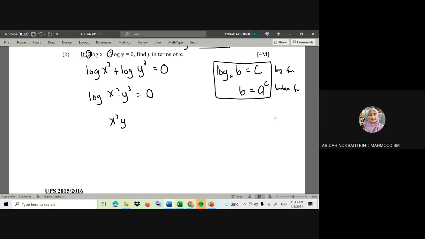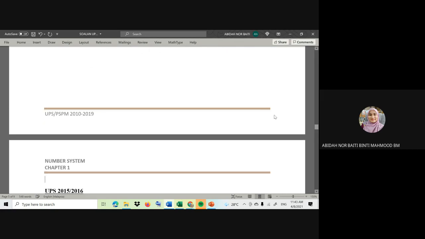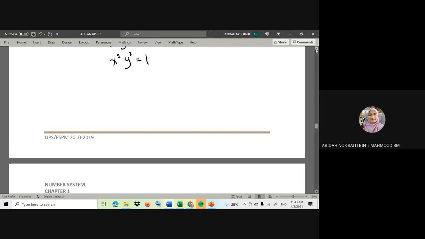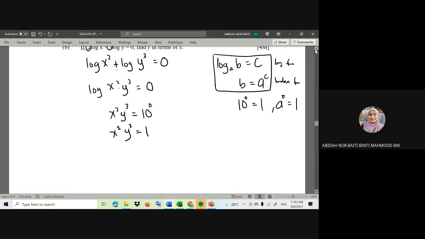X squared y cube equal what? 10 power 0. Yes, 10 power 0 equal to 1. Anything with power 0 is 1. So x squared y cube equal to 1. Simplify. Okay, then what do we do? What does the question want? The question wants Y. Find Y.